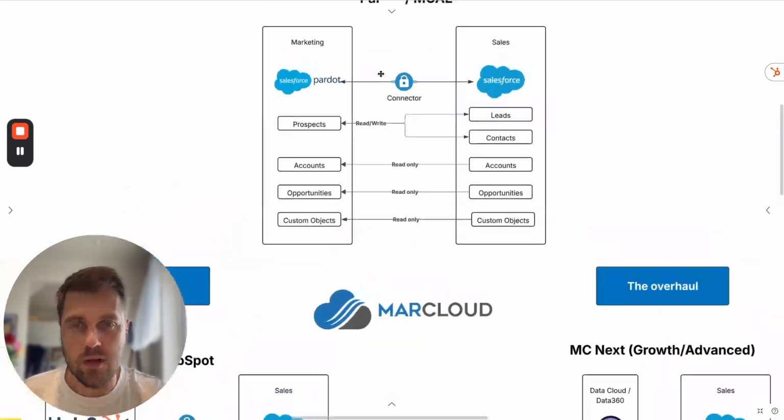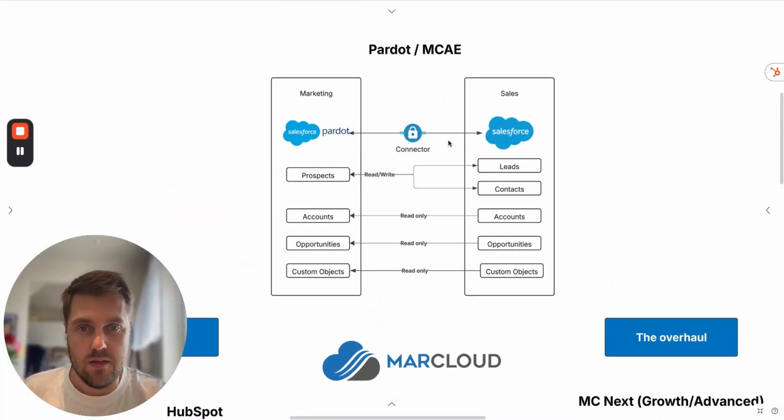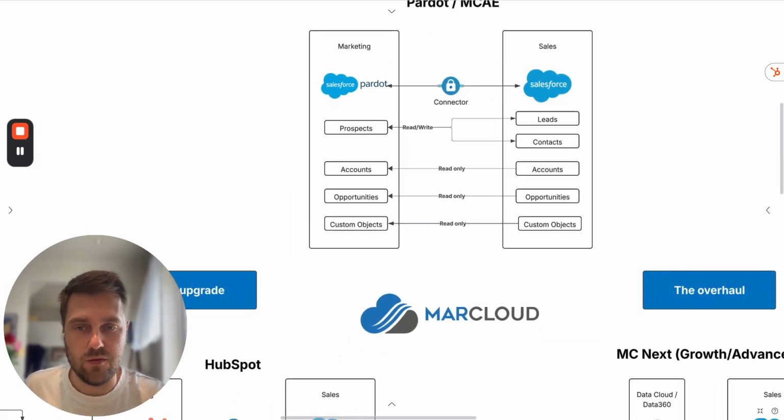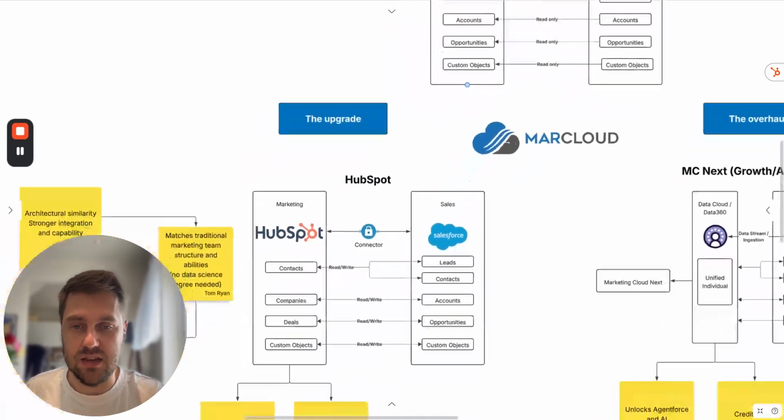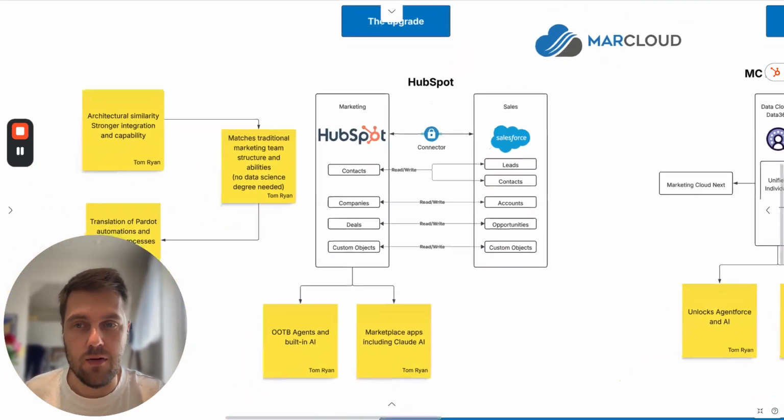So if we start with Pardot, the integration itself is managed via a connector. So all the permissions and the data flow is handled via this connector. We have prospects that allows you to read and write over leads and contacts, but everything else is pretty much read only. So when we refer to a move to HubSpot, we often refer to this as a bit of an upgrade, primarily because the architecture is very, very similar. However, the integration is stronger.